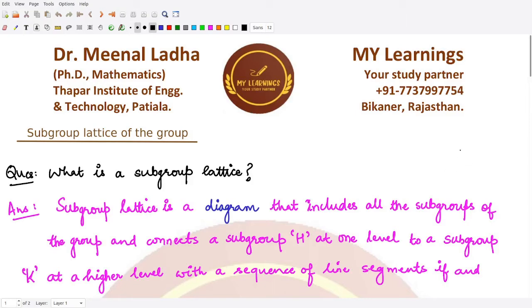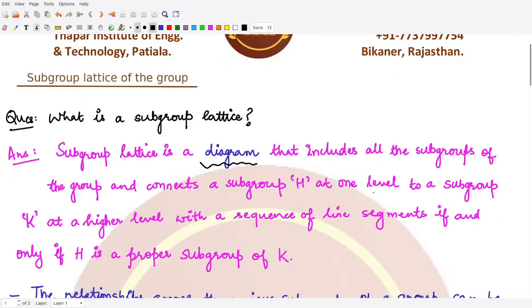So let us first see what the subgroup lattice is. A subgroup lattice is basically a diagram that indicates the relationship between a group and its subgroups. It includes all the subgroups of the group, and it connects a subgroup H at one level to a subgroup K at some higher level with a sequence of line segments, if and only if H is a proper subgroup of K.